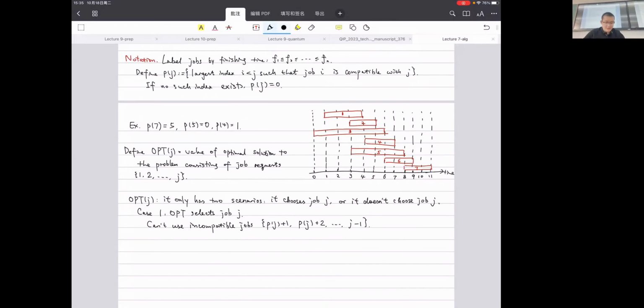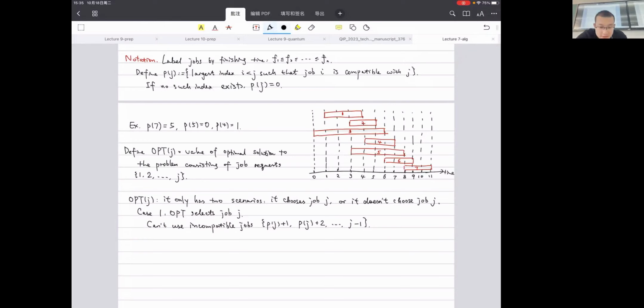This is just according to the definition of PJ, because PJ is the largest index such that job I is compatible with J here. PJ plus 1 is larger than PJ, and it is not the value of PJ. So we must have the information that PJ plus 1 and PJ plus 2 until J minus 1 are incompatible with job J here.